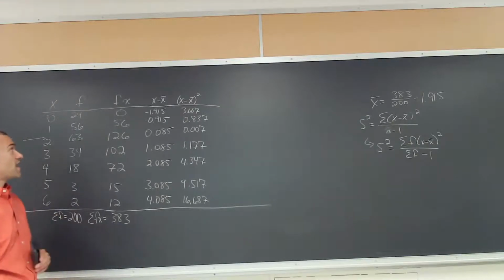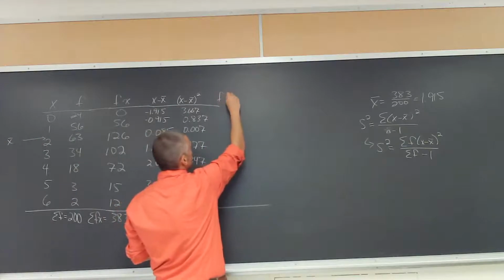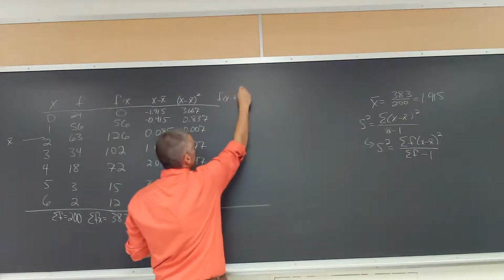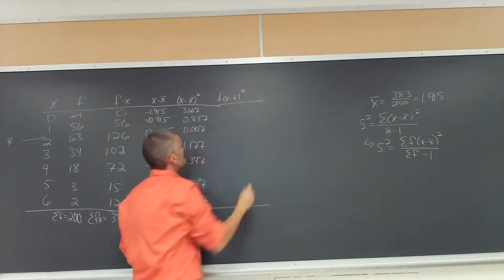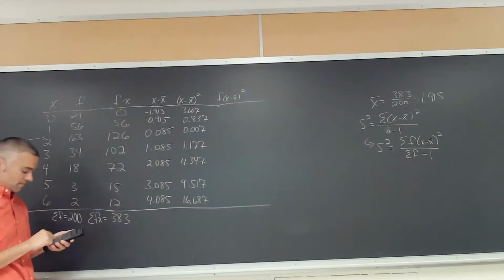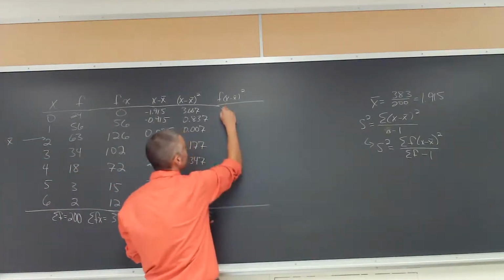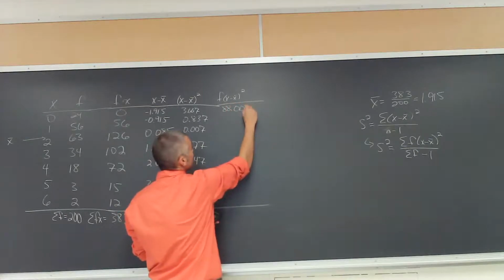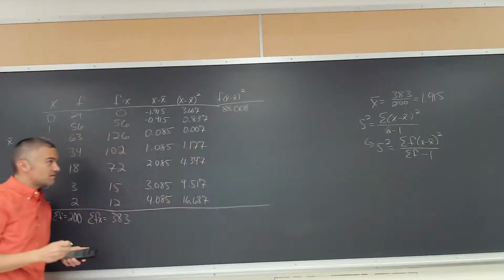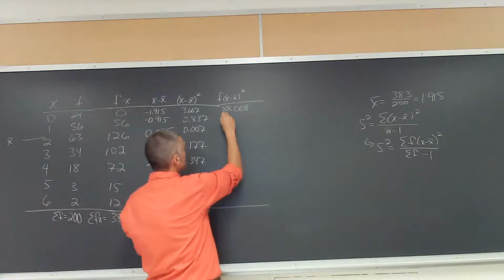We now have to account for the frequencies. So now what we would do is frequency times square deviate. All right, so I'm going to take each of those and multiply it by our f column. 88.008. 46.